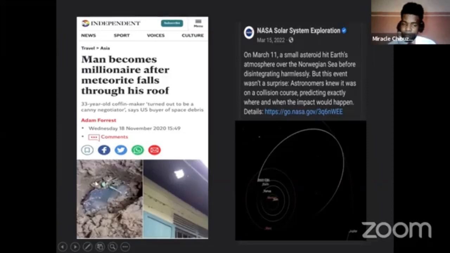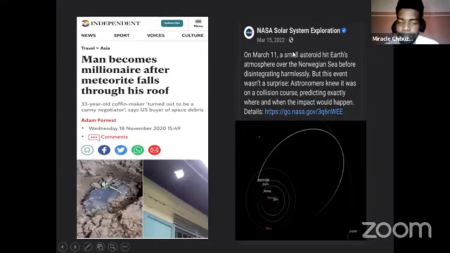It was an iridium material. Iridium is a rare earth material, so he could find buyers. He sold it for about 2.5 million. I can't remember, but it was in millions of dollars. So he became a millionaire overnight. He built coffins, that is his occupation. So some of these asteroids are made up of rare earth materials. I mean, some, not all.